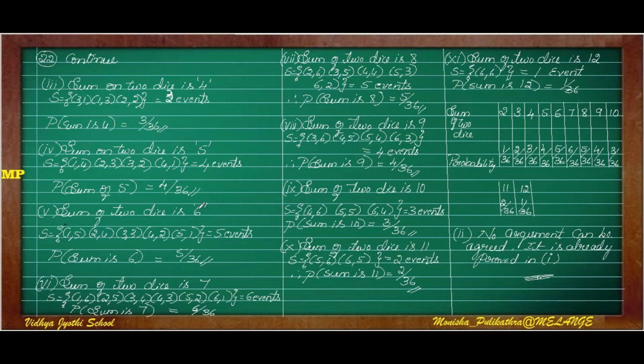In the same way, the sum of 6. So the events that give you the sum of 6: 1 plus 5 is 6, 2 plus 4 is 6, 3 plus 3 is 6, 4 plus 2 and 5 plus 1. All these 5 events fetch the sum of 6. Therefore, the probability of sum of 6 is 5 by 36.